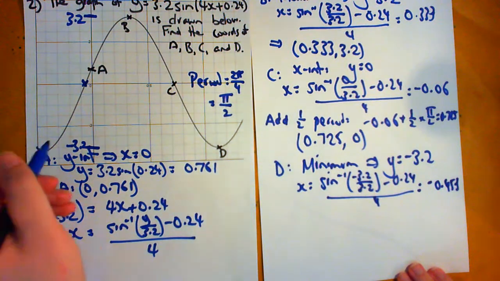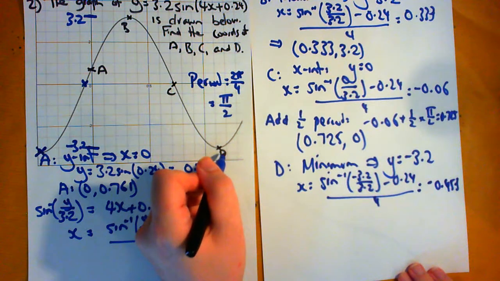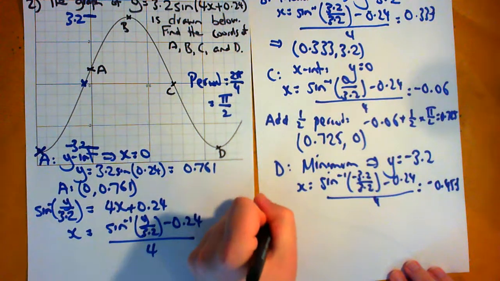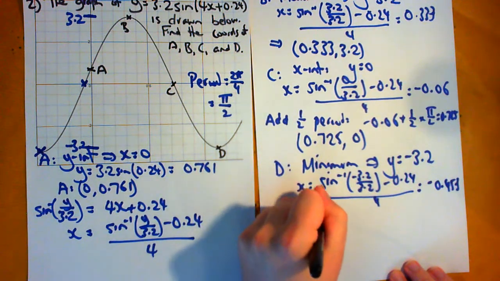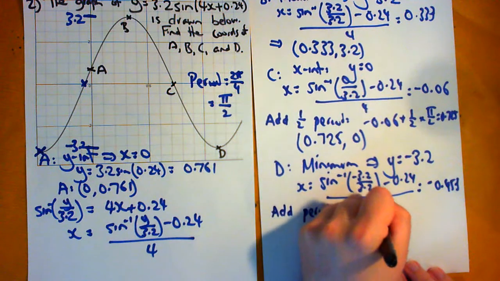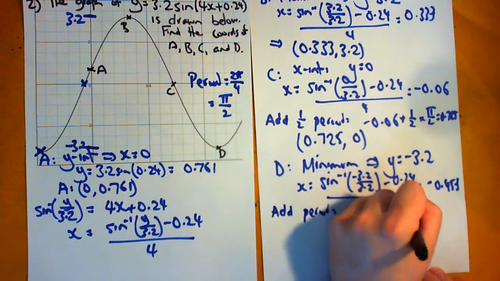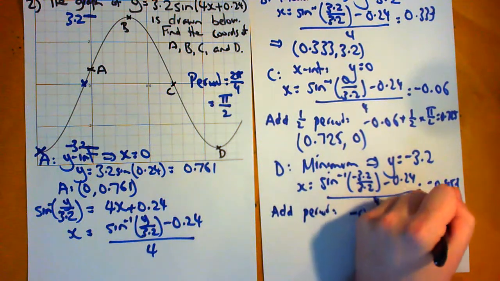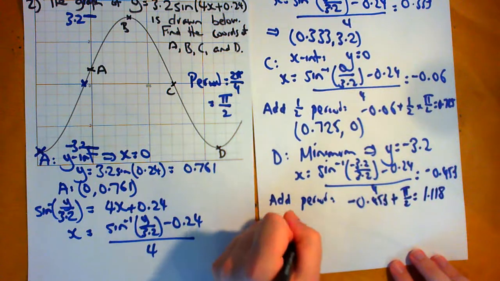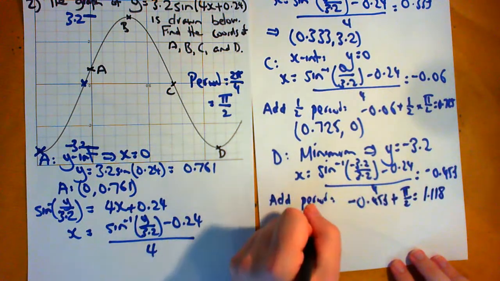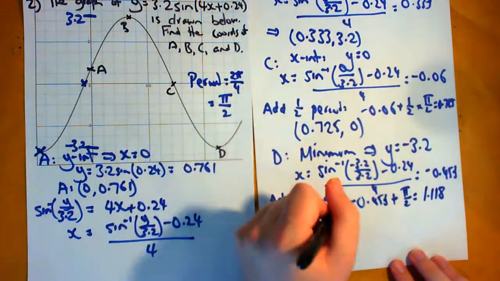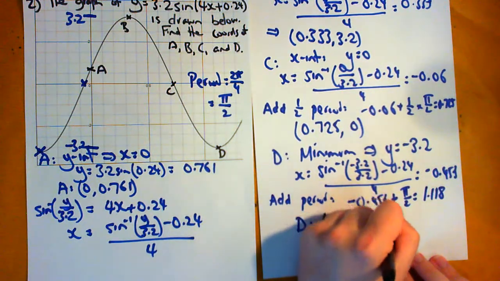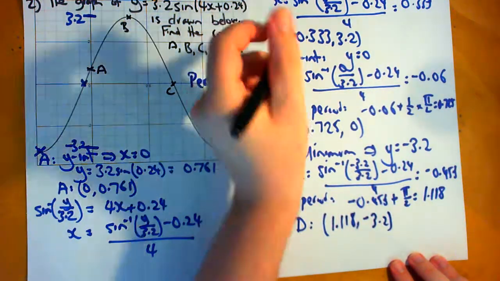We want to get from minimum to the next minimum, which is not half a period, it's a full period, a full cycle. So we need to add the period. So we get negative 0.453 plus the period, which is pi over 2, and that gives us an answer of 1.118. So D has coordinates of 1.118 and negative 3.2. So that was B, this was C.